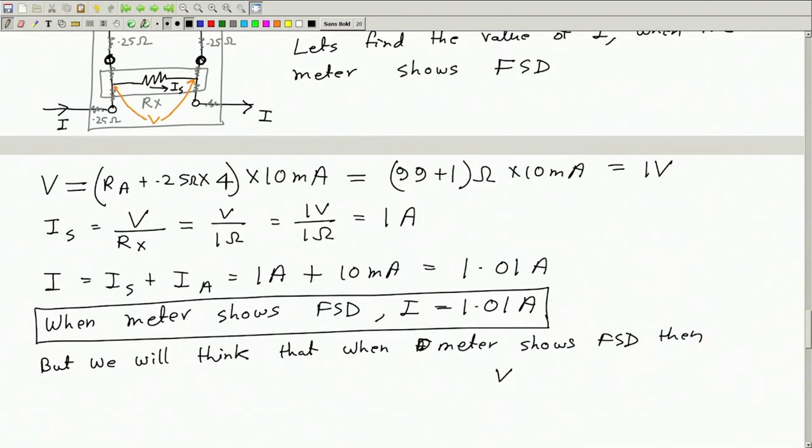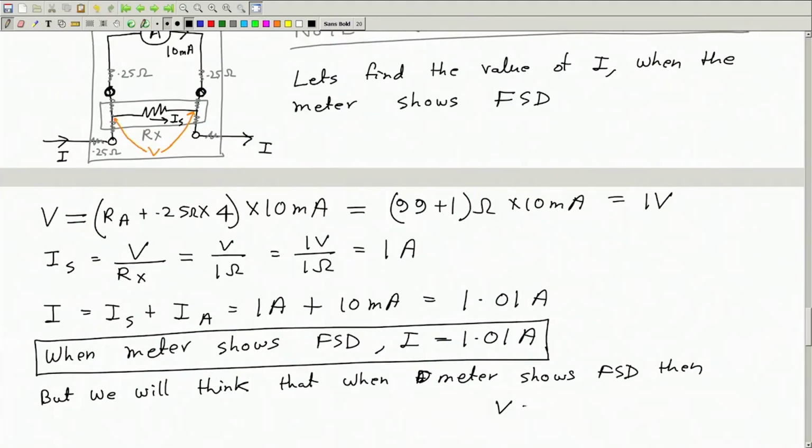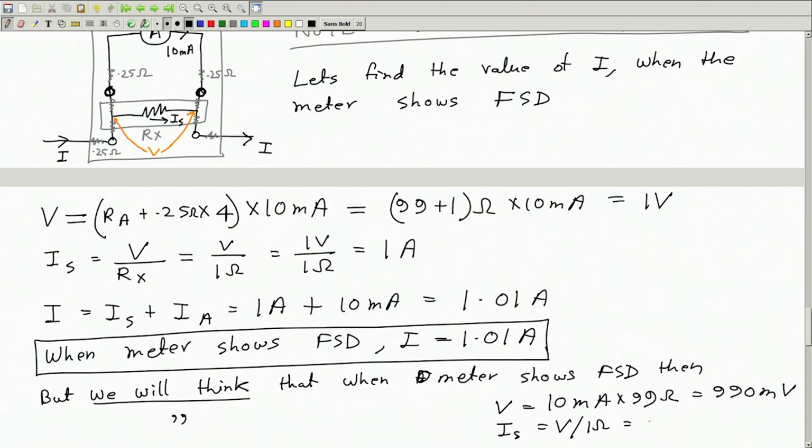this voltage V between these 2 points will be how much? That will be 10 milliampere multiplied by 99. So this is the same calculation as before. This is the voltage, and therefore we will think that Is is this V divided by 1 ohm, this Rx. So this will be 990 millivolt by 1. So this will be 990 milliampere.